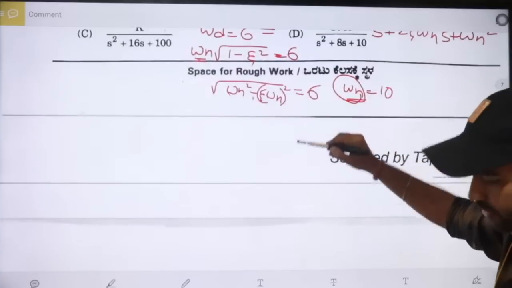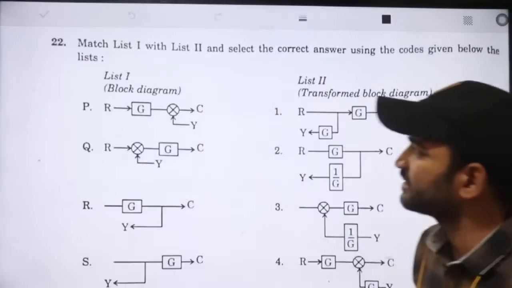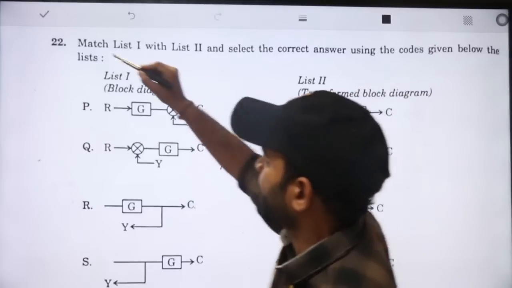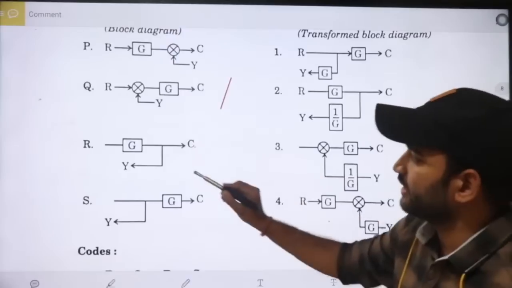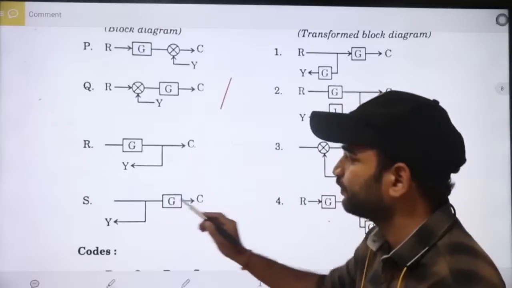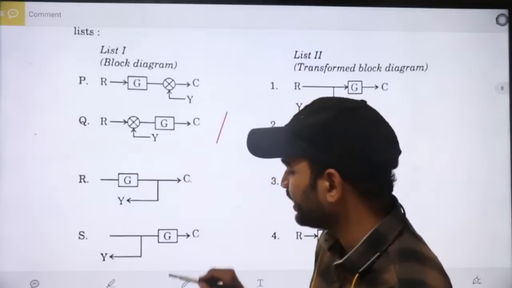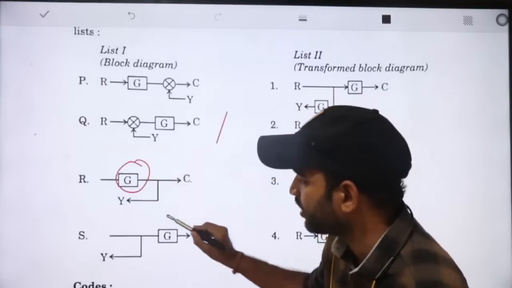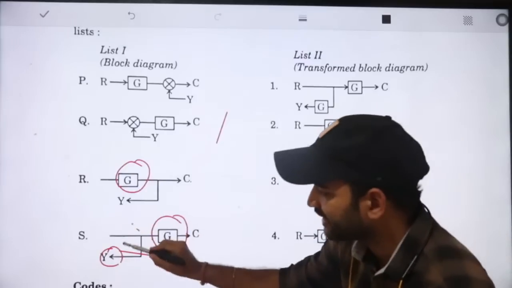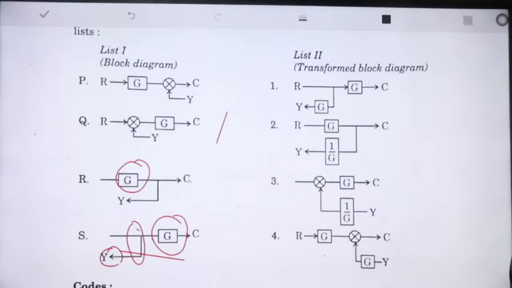Next one is the 22nd question. Whenever you are transferring to the primary side or to the secondary side, you need to divide or multiply the equation. That is the only thing you need to observe here. Here you only need to get the gain value of 1. So try to check wherever you will get gain 1, that will be the answer.